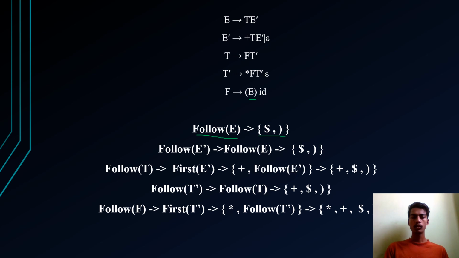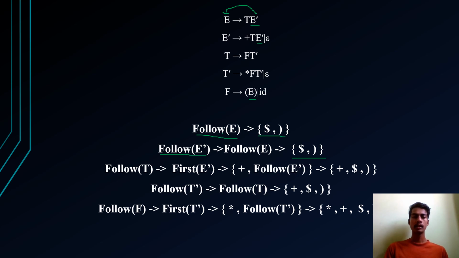Next, to find out the follow of E dash, let's consider this grammar. Where is the E dash? Here E dash is here and E dash is here. In front of E dash nothing is there, therefore go back to the starting production, that is E. Therefore we need to construct the follow of E. Here follow of E is dollar comma close parenthesis. Therefore follow of E dash is dollar comma closing parenthesis.